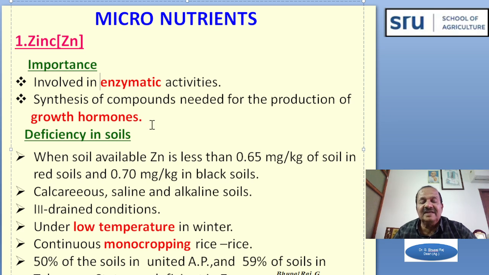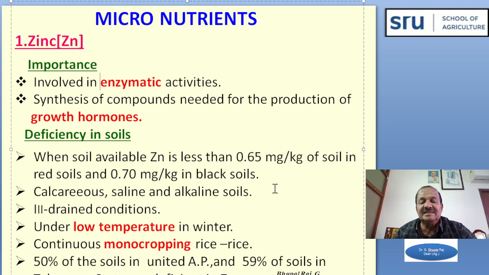So when soil testing for zinc, the soil is called deficient when the available zinc, that is DTPA extractable zinc, is less than 0.65 mg per kg, that is 0.65 ppm, in red soils, and less than 0.7 mg per kg, 0.7 ppm, in black soils. So in black soils, if it is less than 0.7, it is called deficiency. In red soils, if it is less than 0.65, it is called deficiency.